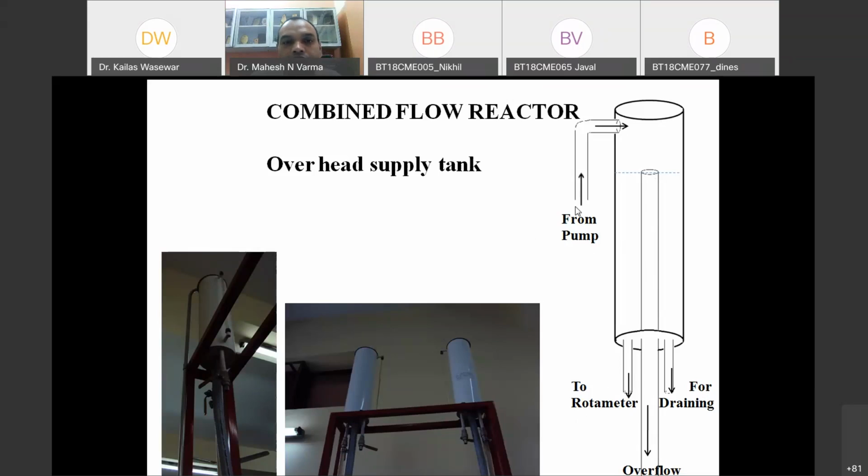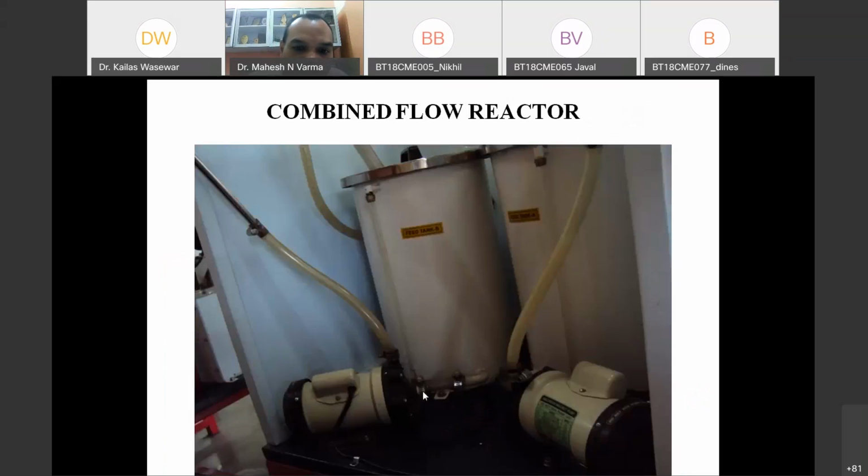Why is this overhead supply tank given along with the pump? What will happen if I connect this centrifugal pump directly to the rotameter and set some flow rate? The output of the centrifugal pump depends upon the head given by the feed tank also. As time progresses, because the feed is used up, the head in the input tank decreases. Because of that, the output pressure will also decrease, and it will give you fluctuating flow in the rotameter.